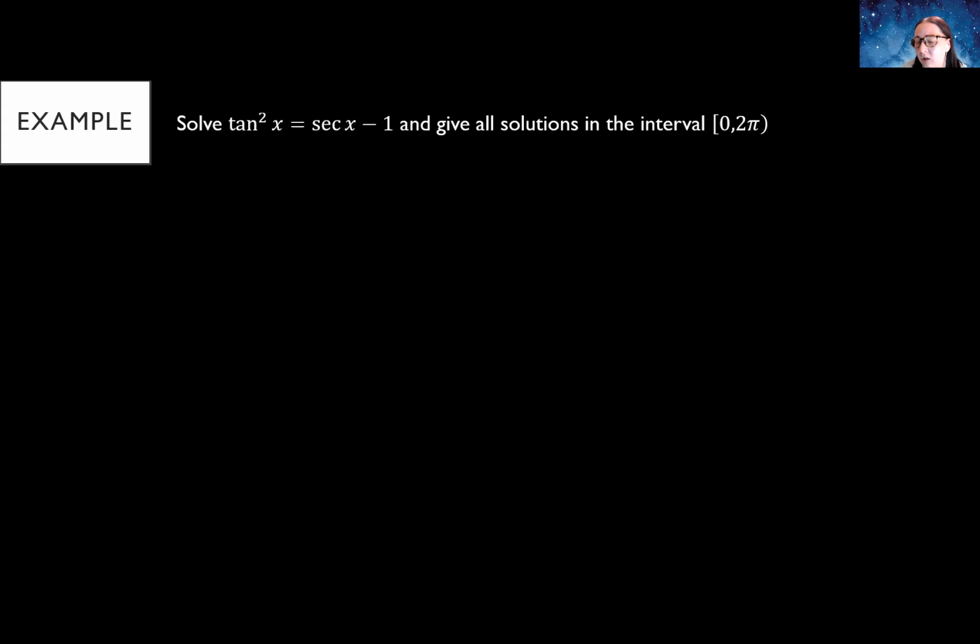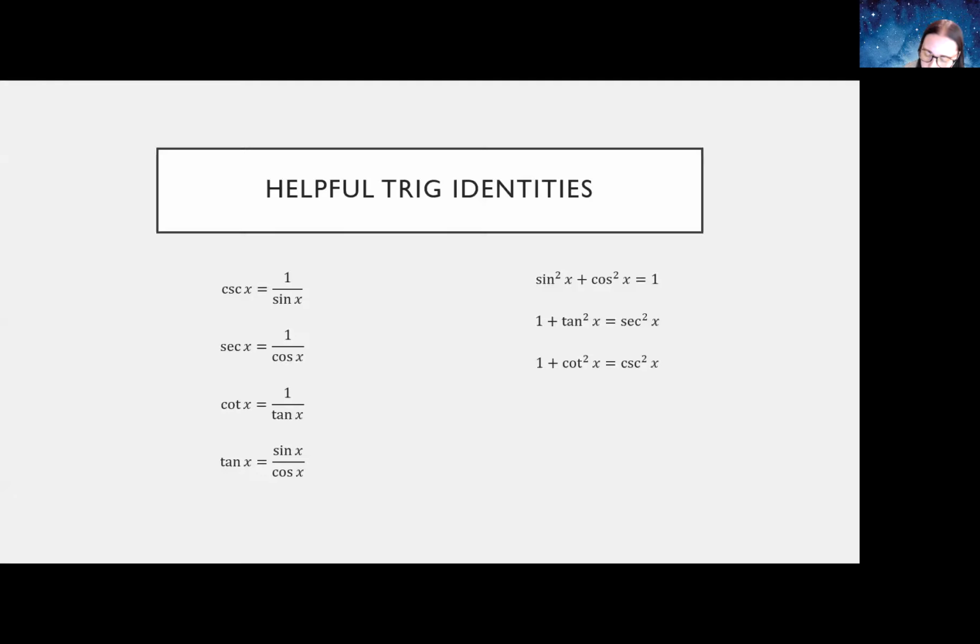And I still have two different trig functions. But we do have a trig identity with tangent that converts to secant. If I had secant squared, I could convert it to tangent, but I don't. But I do have tangent squared, so I can convert that to secant squared, and then I've got only secant in my problem. So that's what we're going to use. We're going to use this other trig identity.